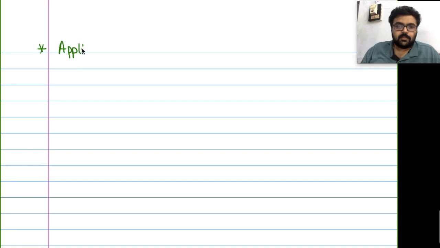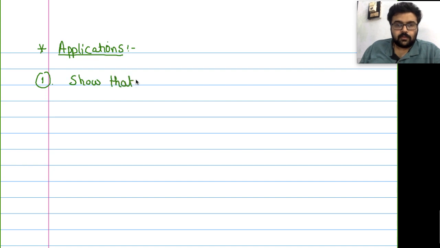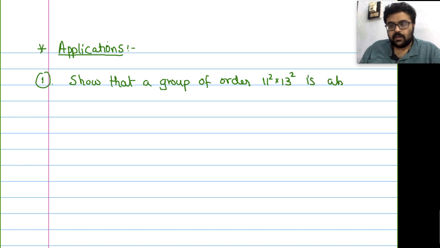We'll see two examples. In one example, we can say whether a group is abelian or not. And in another example, we'll see whether the group is simple or not. So consider the first example. Show that a group of order 11 square into 13 square is abelian.